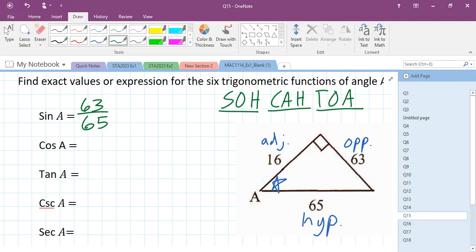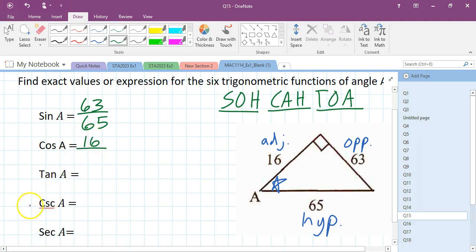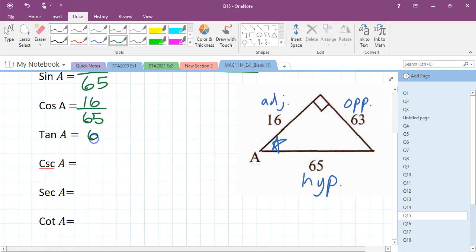All right, cosine, how do we make it? Adjacent over hypotenuse. That's what the A and the H mean in Ka. Adjacent over hypotenuse. So what's the adjacent? What's the hypotenuse? Perfect. Okay. Tangent. Tangent A. How do we make it? Opposite over the adjacent. That's what the O and the A stand for. So what is opposite? What is the adjacent? There we go.